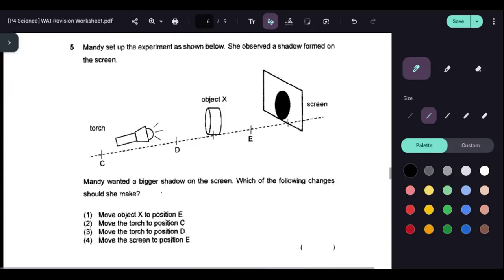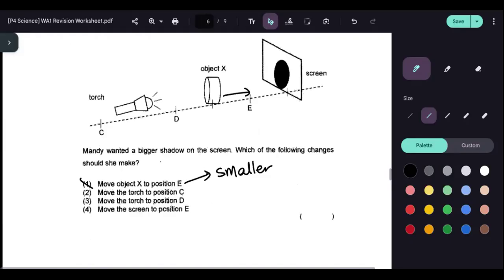Okay, this one, finally, not a very long question. Mandy set up the experiment as shown below. She observed a shadow formed on the screen. Mandy wanted a bigger shadow on the screen. Which of the following changes should she make? First, move object X to point E. If they move to point E, the shadow will be smaller. So this will not be the answer.